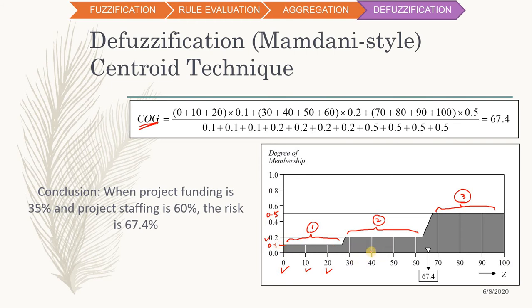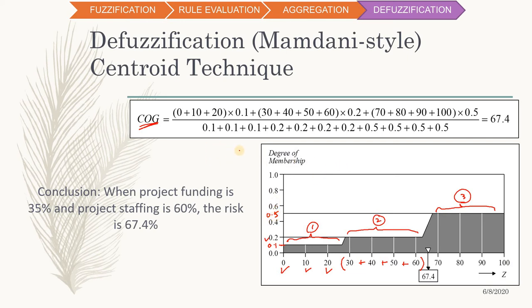And then the second part here is 0.2, right? So what you have to do is add 30 plus 40 plus 50 plus 60 times 0.2. Actually it is the same as 30 times 0.2, 40 times 0.2, 50 times 0.2, 60 times 0.2. We just sum them together here. Okay, the same thing. And then the third part of the graph, 70, 80, 90 and 100 will times 0.5 here, based on our clipping in the aggregation earlier.